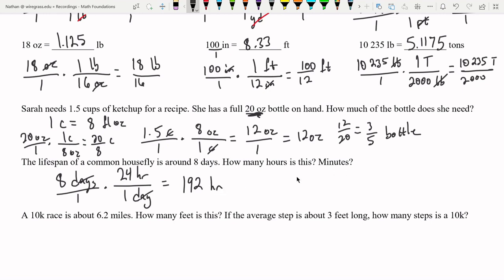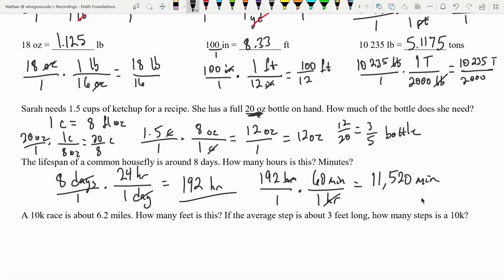That's how many hours that is. And now we can take the hours that we just found and change them into minutes. There are 60 minutes in 1 hour. And you can see the hours cancel. So we're just going to have to do 192 times 60. And that gives us 11,520 minutes. So either 192 hours or 11,520 minutes.